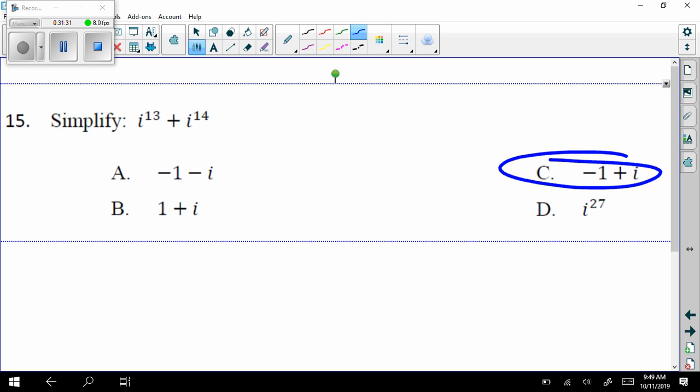If you're doing it without a calculator, what I do is you break it down into I squareds. This I to the 13th is a whole bunch of I squareds. It would be like I squared 6 times with an extra I. There's 13 I's altogether, so that's 2 times 6 is 12 plus 1 more. The I to the 14th would be like I squared 7 times.